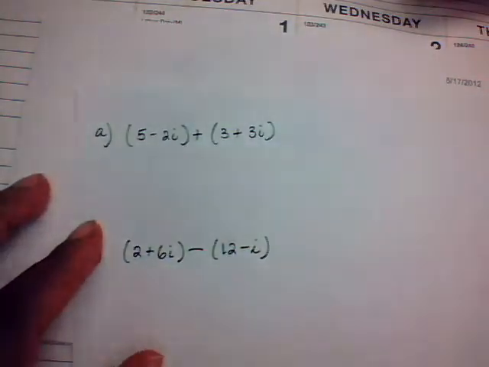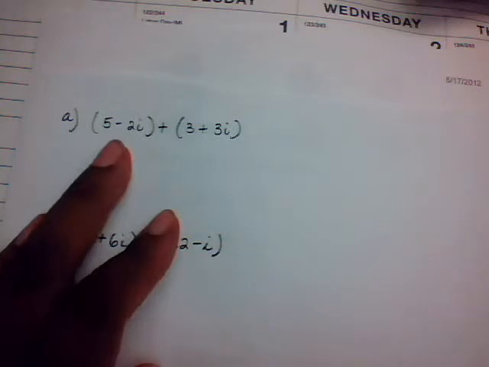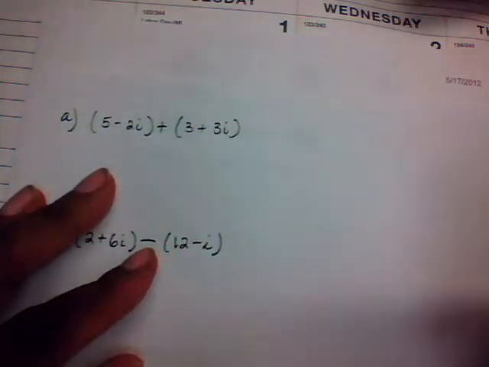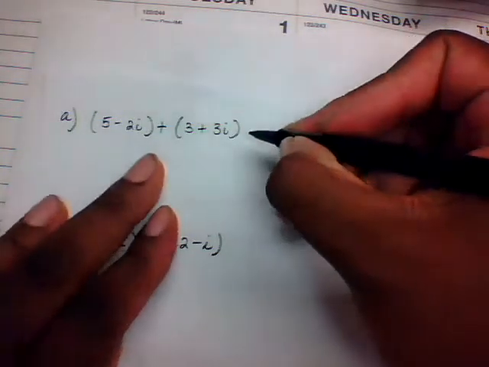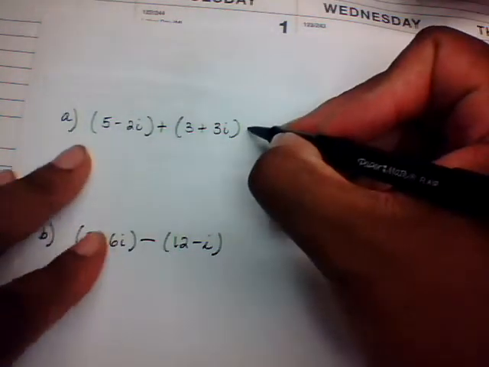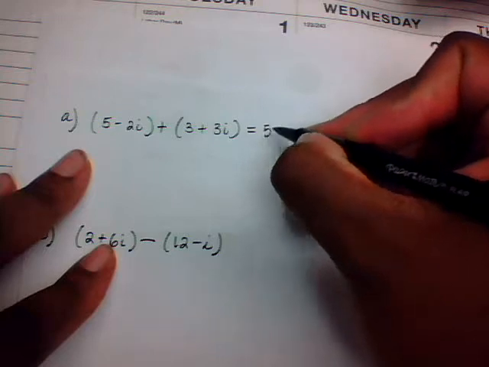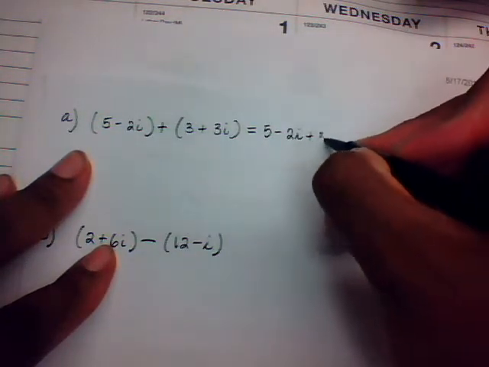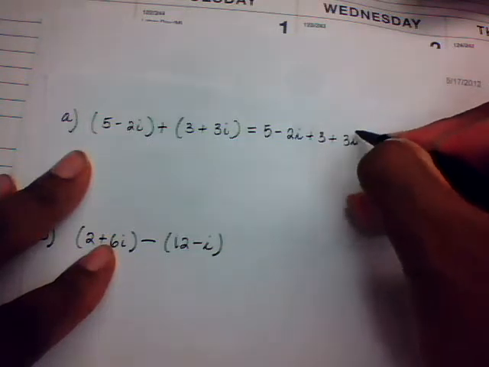Okay. So here we're going to do part A first: 5 minus 2i plus 3 plus 3i. Now, if you want to, the plus sign is going to make everything the same, so you can do this without parentheses. Just say 5 minus 2i and then plus 3 plus 3i.